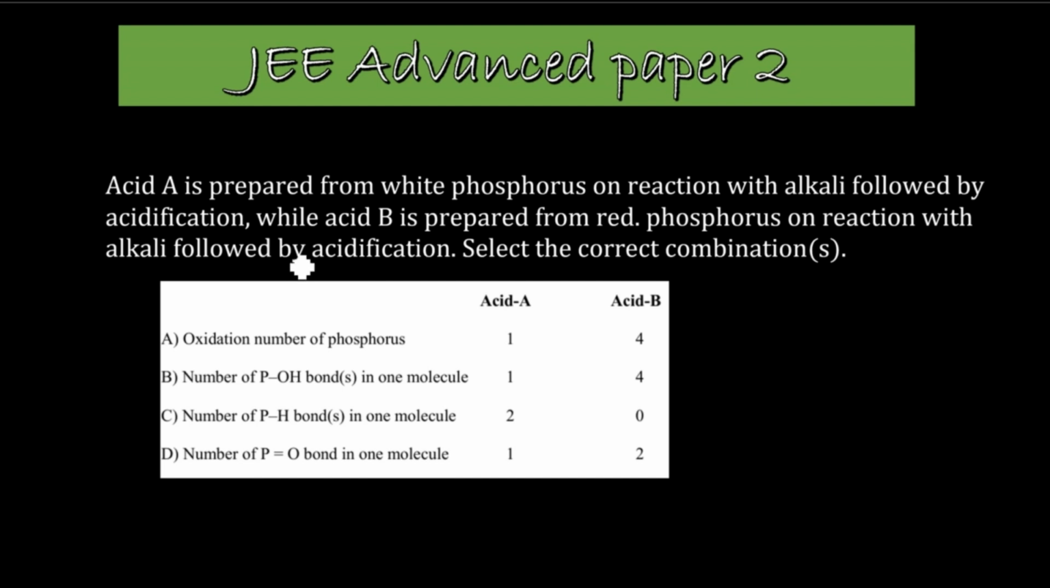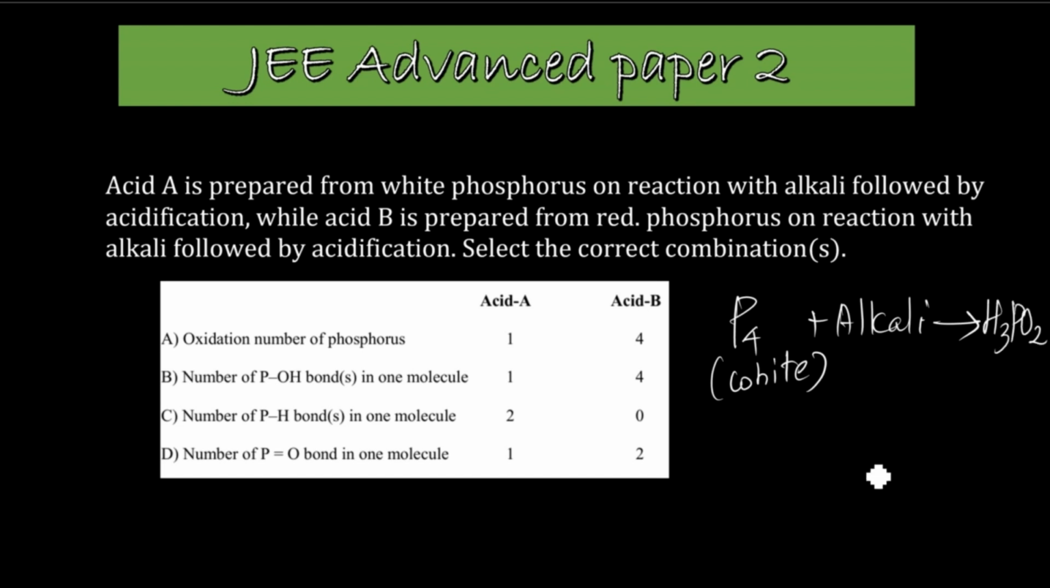Then acid A is prepared from white phosphorus on reaction with alkali followed by acidification, while acid B is prepared from red phosphorus on reaction with alkali followed by acidification. Select the correct combinations. So acid A is prepared from white phosphorus with alkali, which will give you H3PO2, isn't it? So what is the structure of H3PO2?